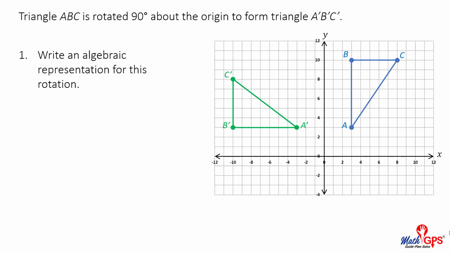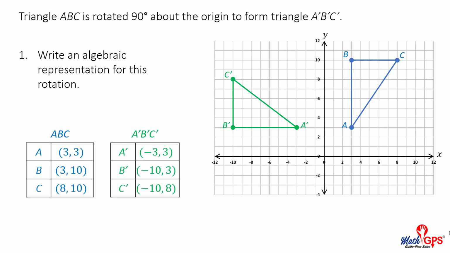Triangle ABC is rotated 90 degrees about the origin to form triangle A', B', C'. Number 1. Write an algebraic representation for this rotation. We begin by listing the vertex locations for each triangle. Vertex A is located at 3, 3. Vertex A' is listed at -3, 3.